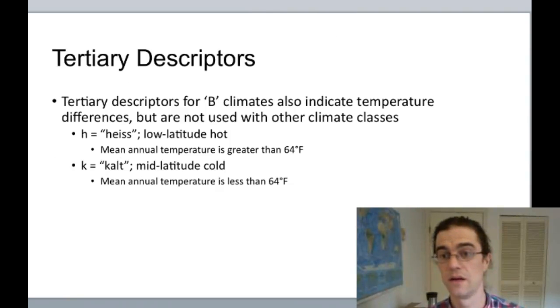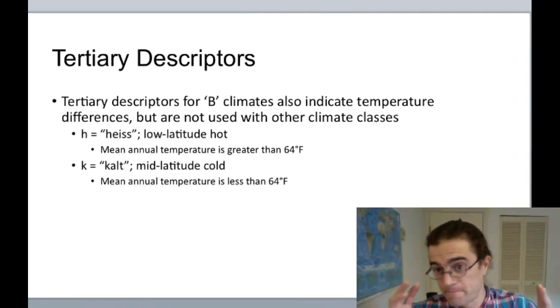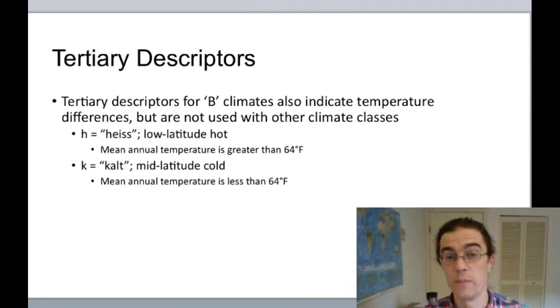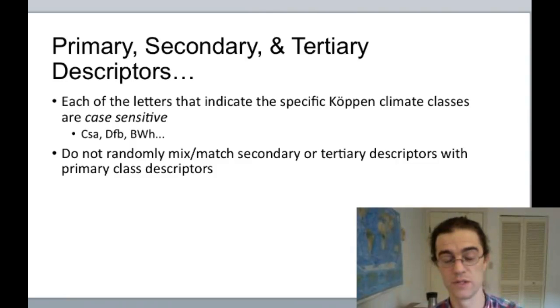Okay, so just further specificity for B climates there. This will all become more clear once we dive into the flow charts, as I said, and you see some of the climate graphs in front of you.